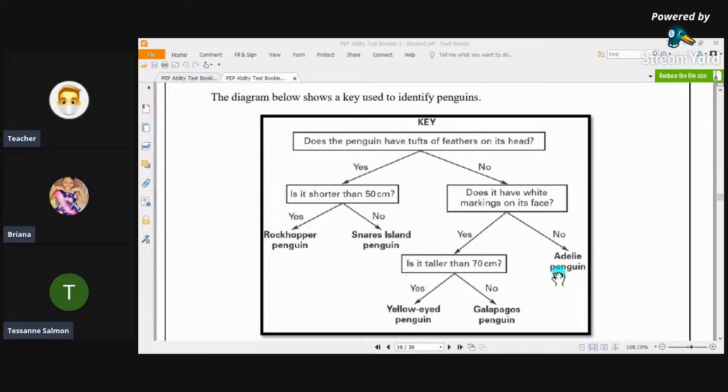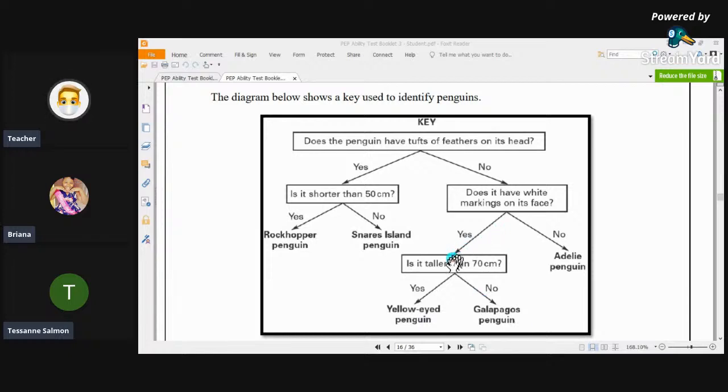It's either the Adelaide, the Galapagos, or the yellow-eyed. It has to be one of those because those penguins have white markings on the face. So here, if it has the white markings, then it is not the Adelaide penguin. It has to be one of these two. What are we left with? We are left with the yellow-eyed or the Galapagos penguin.